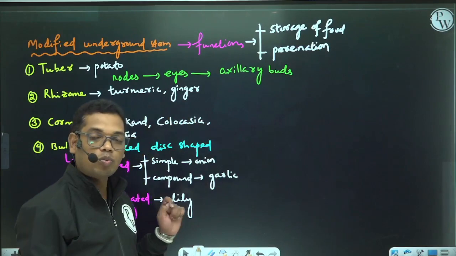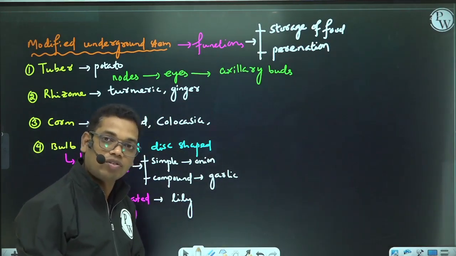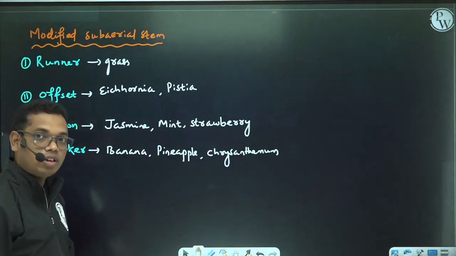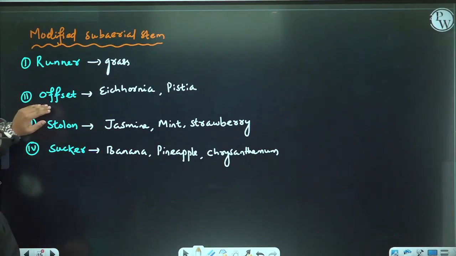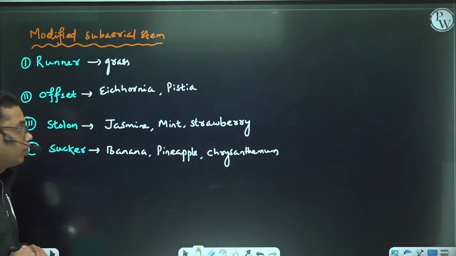So all the underground modified stems are perennating structures. Okay, now what about the modified subaerial stems? The examples of modified subaerial stems are runner, offset, stolon, and sucker. These are the modified subaerial stems.